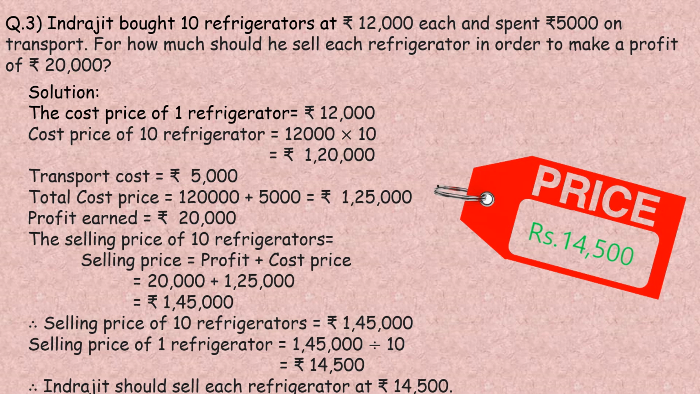Again, what is the selling price? We don't know, but the profit amount is rupees 20,000. So since we know the profit and the total cost price, we know the formula, that is selling price equals profit plus cost price. So hence the selling price of 10 refrigerators will be 1,45,000, and we have to find the selling price of one refrigerator, which is 1,45,000 divided by 10, that is rupees 14,500 is the selling price of one refrigerator.